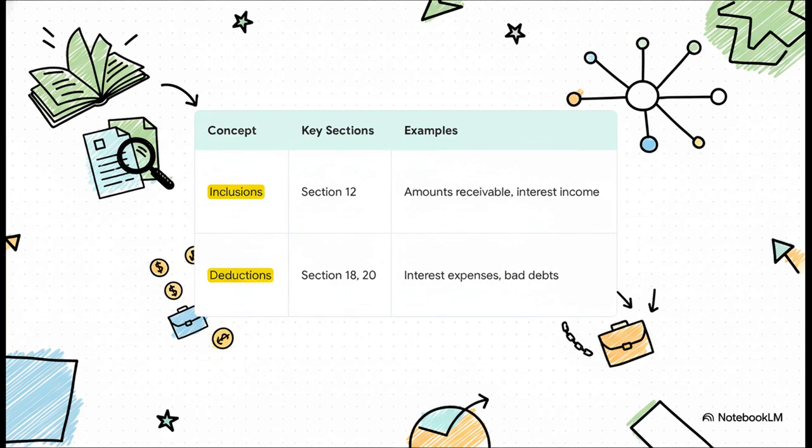For business income, you look at Section 12 to see what you need to include, things like interest you've earned. Then you flip over to Sections 18 and 20 to see what you can deduct, like interest expenses or bad debts. See? Once you recognize this recurring structure, navigating the act gets a whole lot easier.